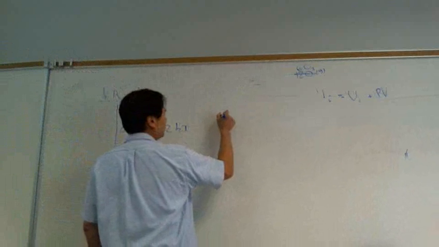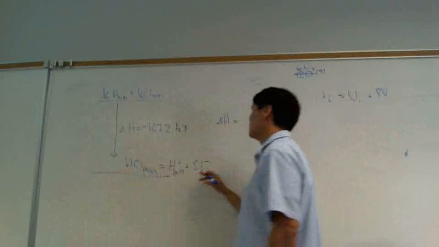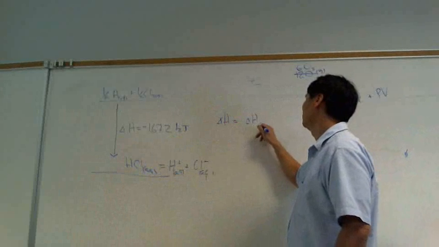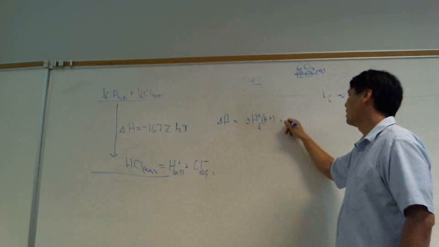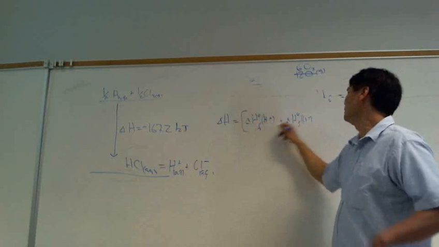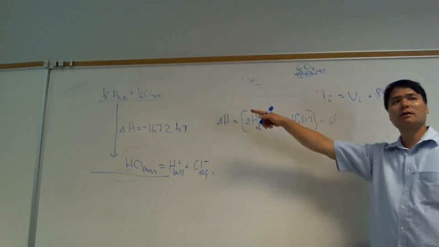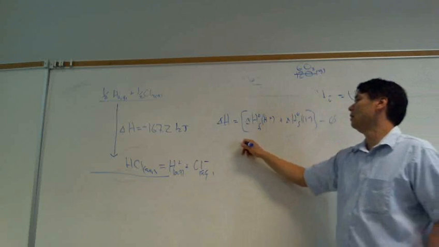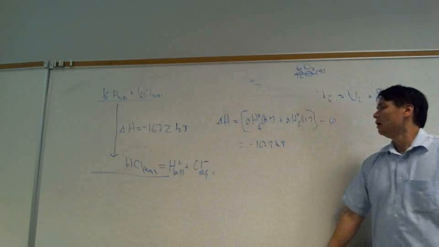If we want the delta H for this reaction, the delta H of the reaction is going to equal the sum of the delta H's of formation of the products minus the sum of the delta H's of formation of the reactants. For the products, we need the delta H formation of H plus, 1 mole of that, and 1 mole of chloride, so we'll need the delta H formation for Cl minus. The reactants are all elements in their standard state, so those are going to be 0. This equals minus 167.2 kilojoules per mole of HCl formed.